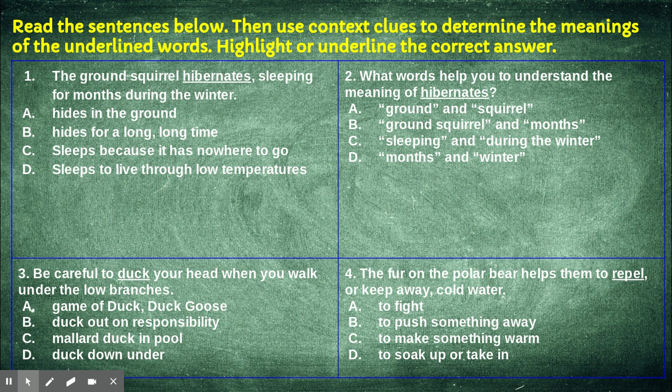For your activity, you have to read the sentences below, then use context clues to determine the meanings of the underlined words. Highlight or underline the correct answer. So the first one says, the ground squirrel hibernates, sleeping for months during the winter. The word hibernates is underlined. You have to find the meaning of the word hibernates here. Is it A, B, C, or D?